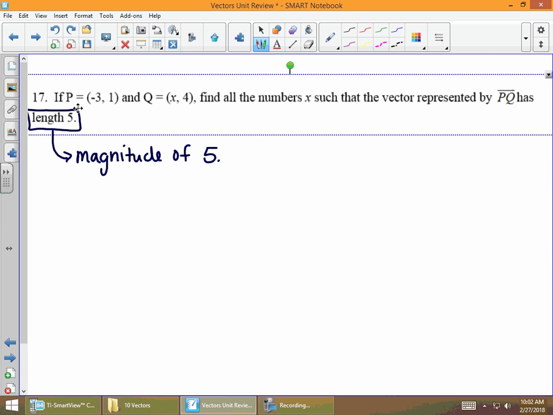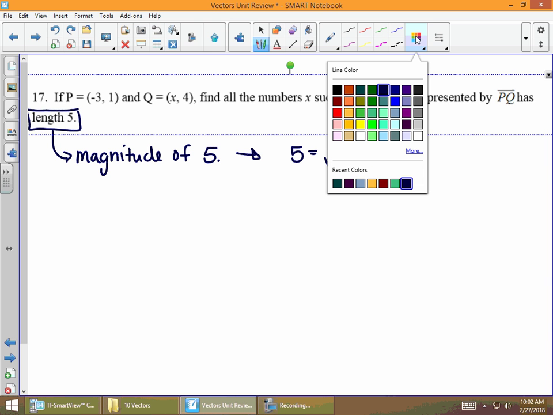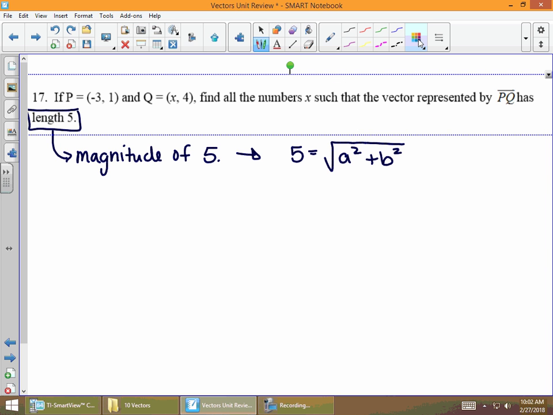And magnitude is square root of our squares. I'm going to use A and B right now, because I don't want to use X and Y since we have an X there. So we need to get our vector into component form from our points. So the first thing, we kind of have a plan. Once we have our vector in component form, we can use this equation, 5 equals square root of A squared plus B squared. But we need to get there first. So we need to take our points and find the vector associated with them.